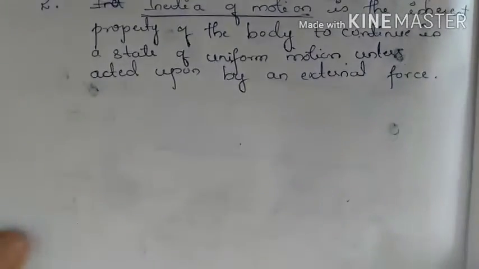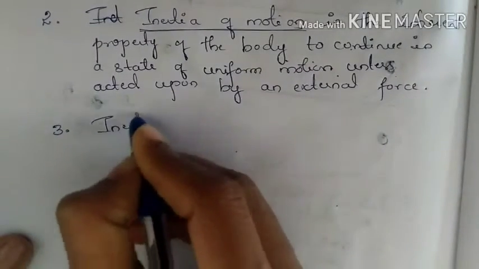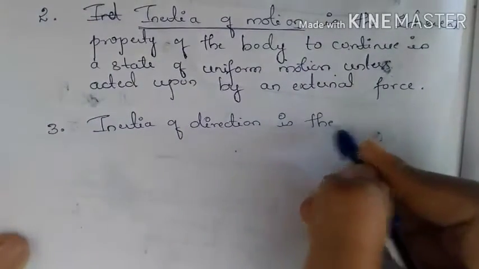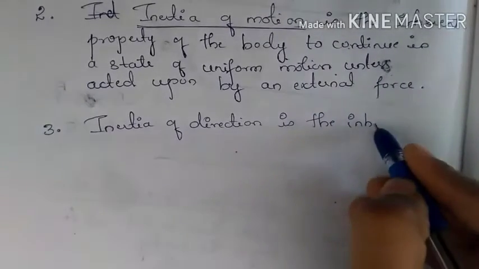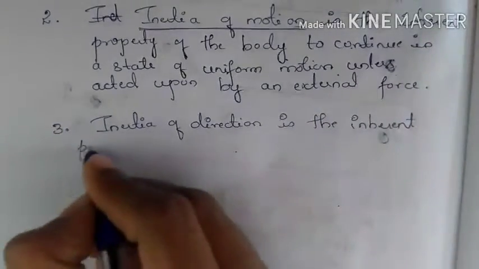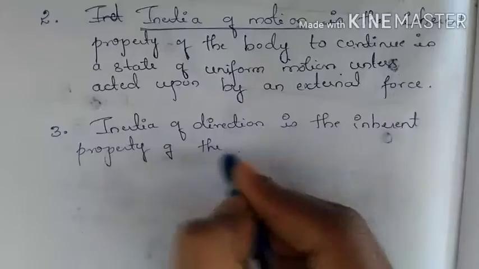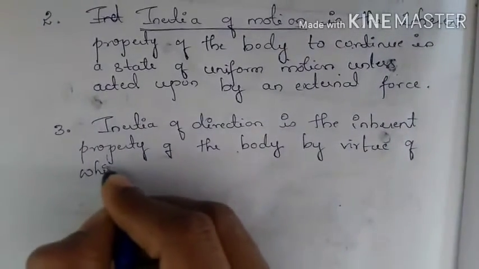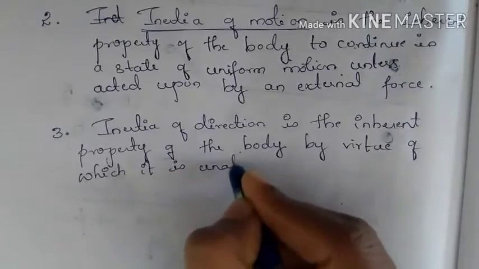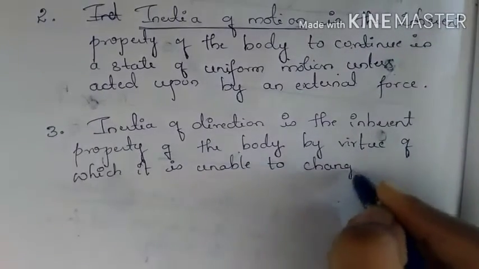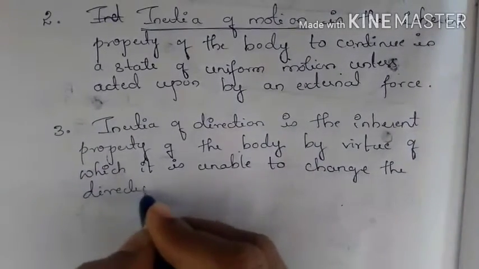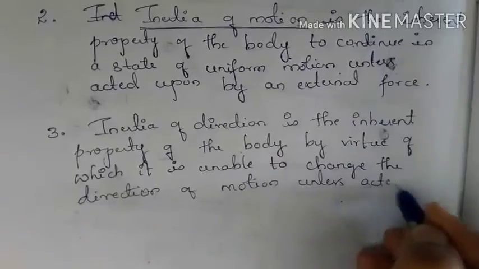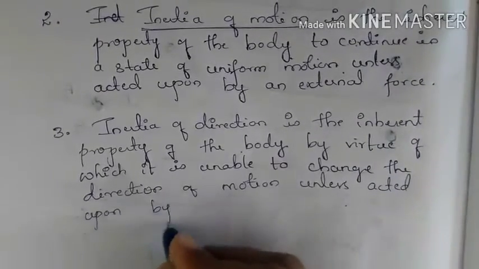Next is inertia of direction. This is again an inherent property of the body by virtue of which it is unable to change the direction of motion unless acted upon by an external force.